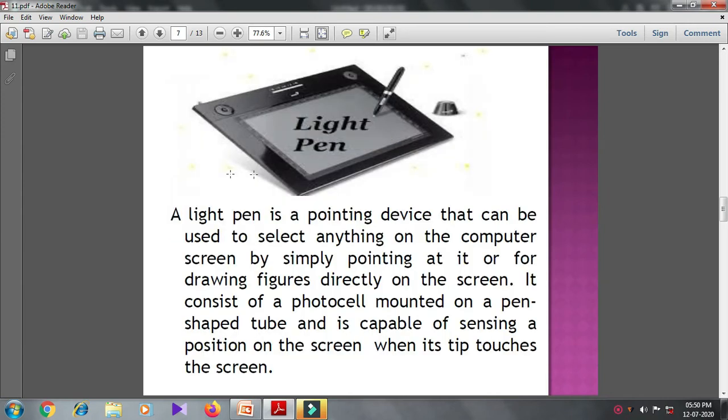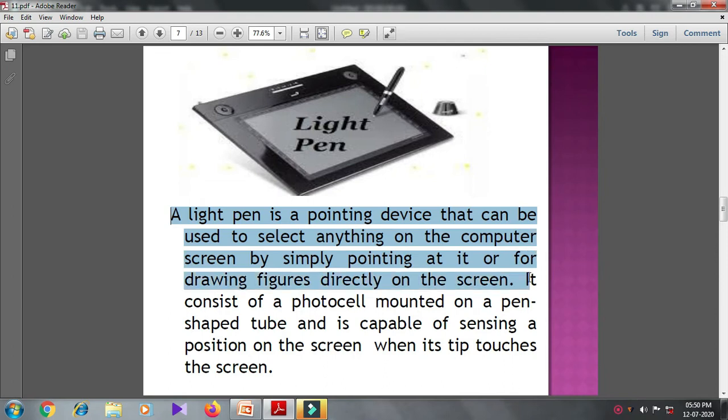Light pen. A light pen is a pointing device that can be used to select anything on the computer screen by simply pointing at it, or for drawing figures directly on the screen. It consists of a photocell mounted on a pen-shaped tube and is capable of sensing a position on the screen which its tip touches.